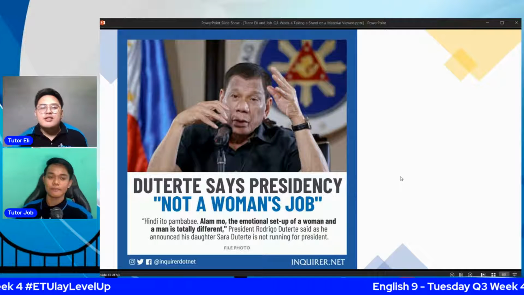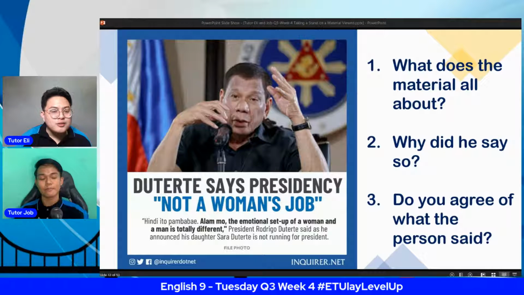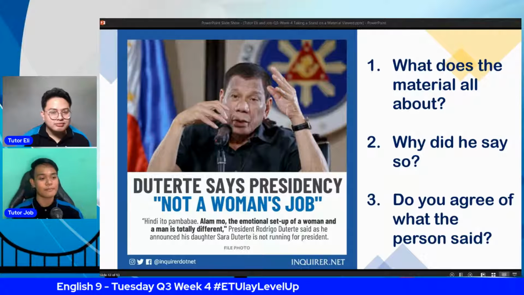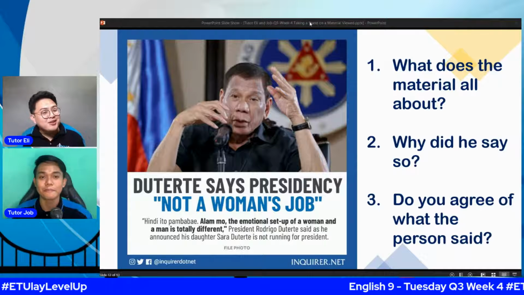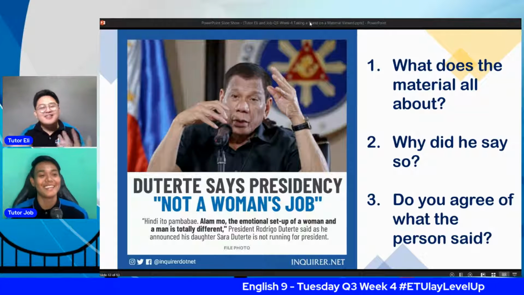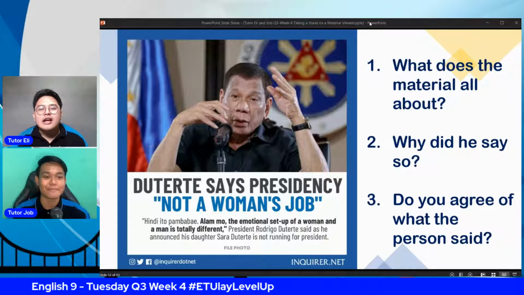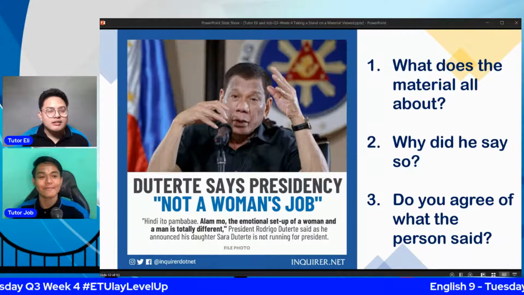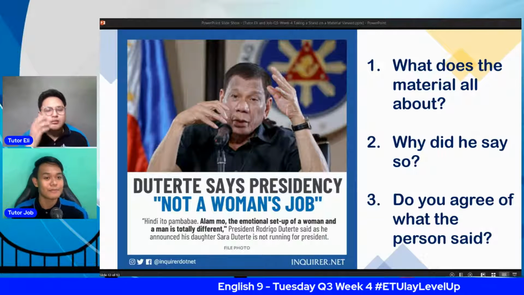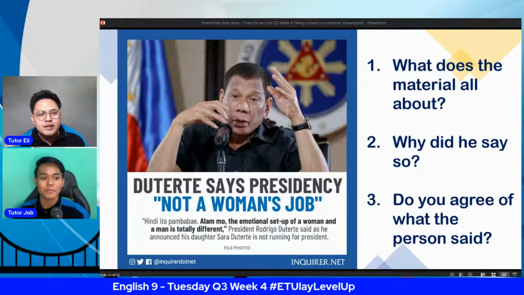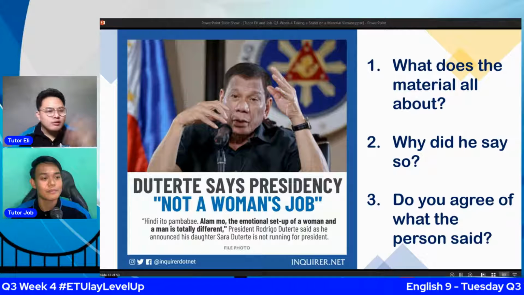Alright? So let's have the question here. What is the material all about? Sige. Tungkol sa atin, napaka-basic naman nito. Okay, sige. What is the material about? I apologize. So this material is all about our president of the Philippines stating that the presidency is not a woman's job. So that's it, basically. Why did he say so? Bakit niya nasabing hindi pwede na isang babae ang maging presidente? Why did he say so?